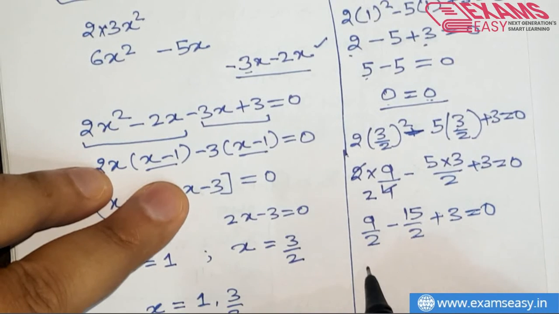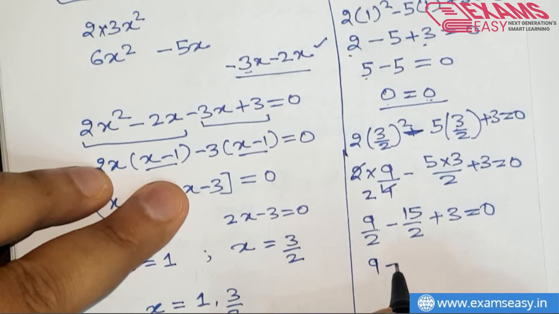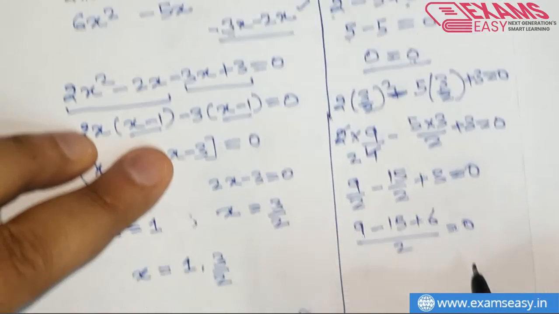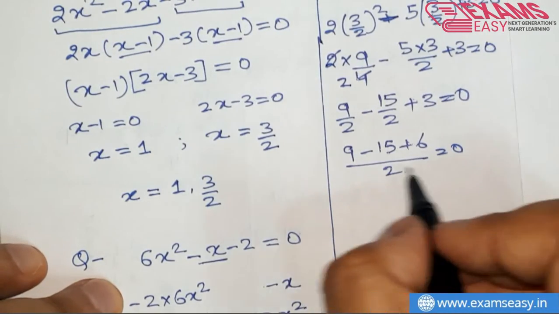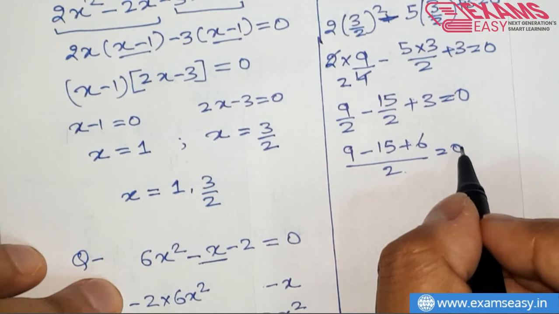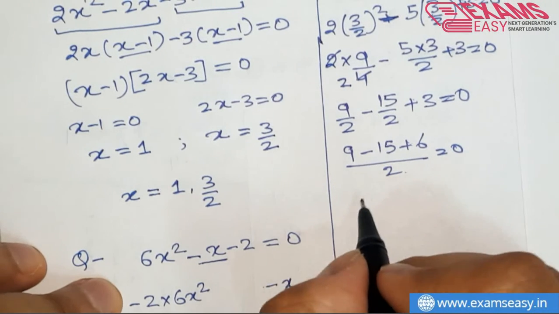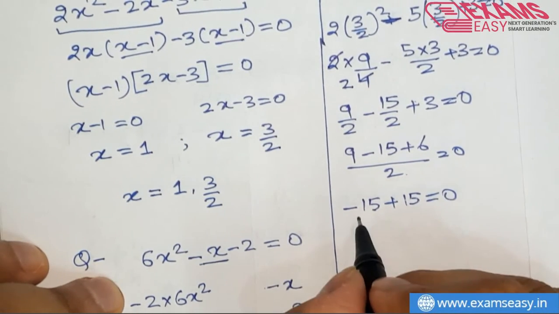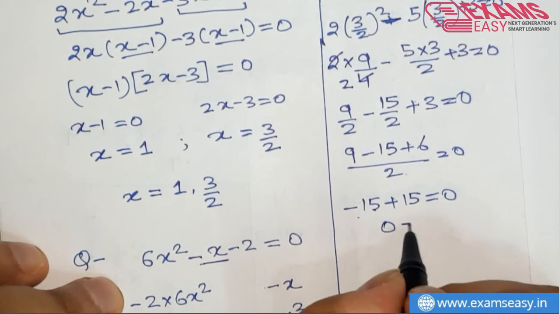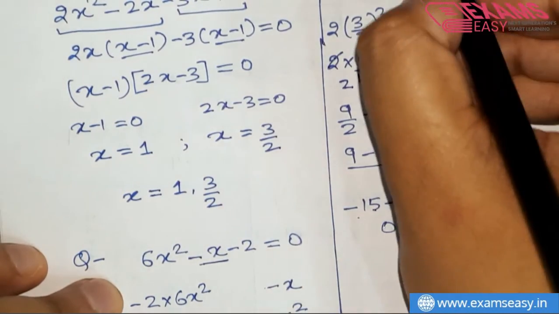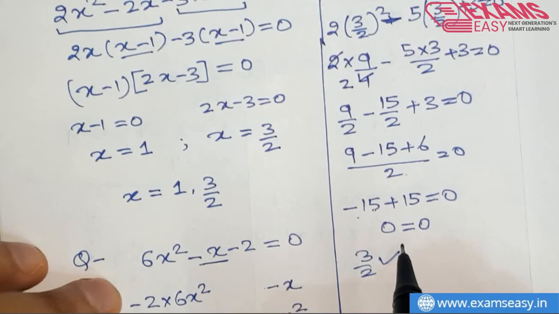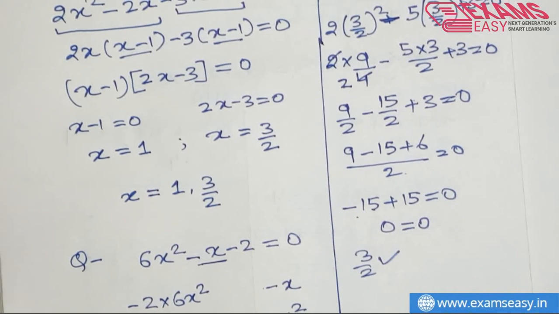Now we take the LCM, then this will become 9 minus 15 plus 6 by 2 is equal to 0. Let us cross multiply this, then this 2 will be multiplied with 0 and it will become 0, and we will be left with minus 15 plus 15 is equal to 0. Minus 15 and 15 is nothing but 0, equal to 0. That means this root 3 by 2 is also satisfying this equation. That means we found the root as correct. So this way we can check our answer whether we are doing it right or not.